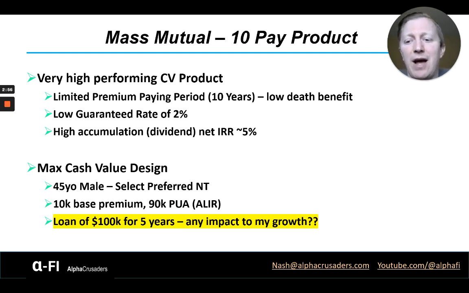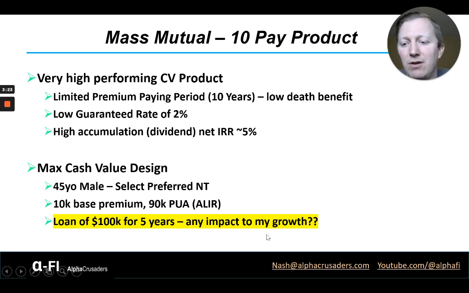So we've got a high cash value design here, a 10-90 split, meaning $10,000 going to base premium, $90,000 going to PUA, specifically their AILR rider, additional life insurance rider, and then that sums up to a $100,000 total out of pocket for a maximum of 10 years. And so we cut it off after 10 years.